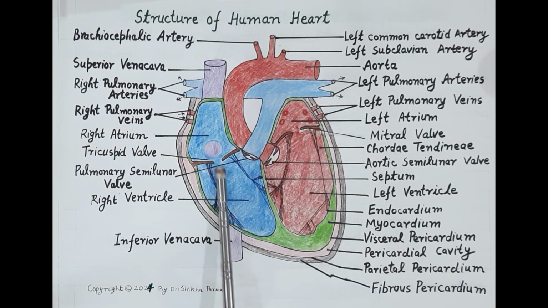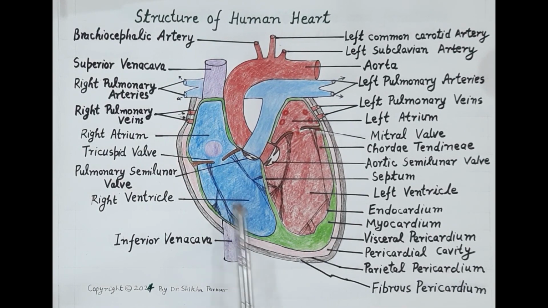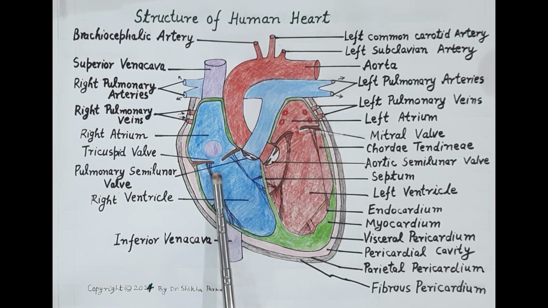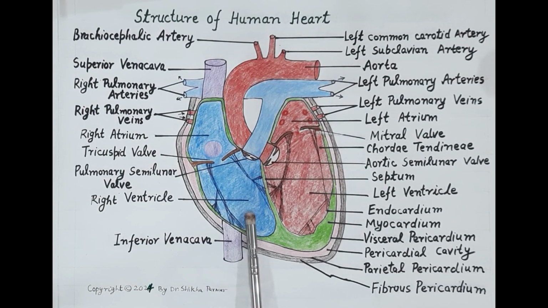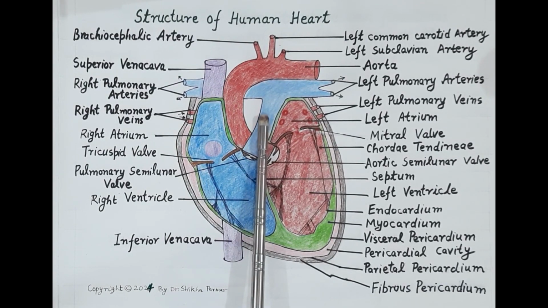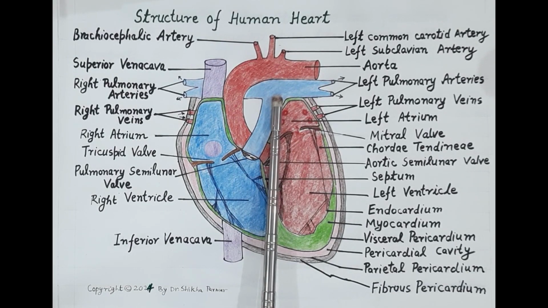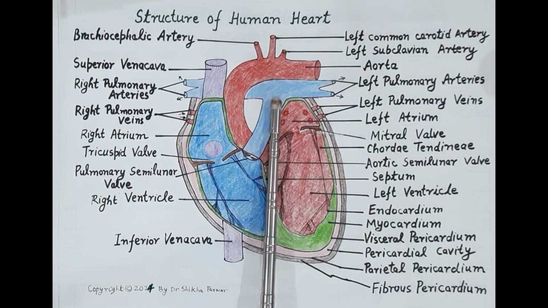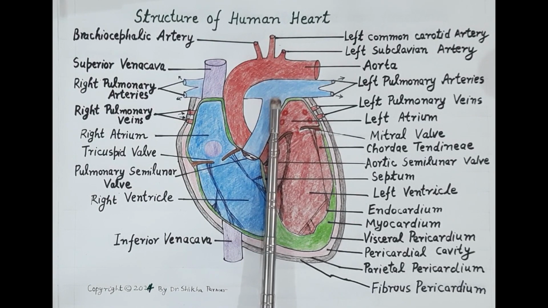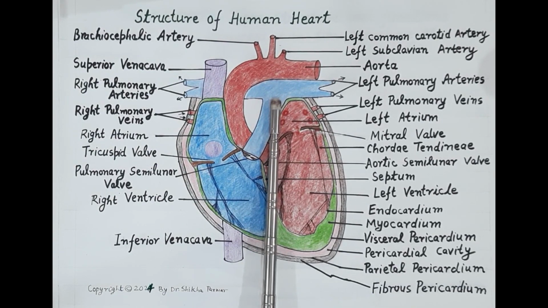Now, this deoxygenated blood goes into the right ventricle through this right atrioventricular tricuspid valve. Now, when the right ventricle contracts, this deoxygenated blood is pumped into the pulmonary trunk, and the left and the right pulmonary arteries of the pulmonary trunk supply this deoxygenated blood to the left and to the right lung respectively for oxygenation. So this deoxygenated blood gets oxygenated in the lungs.